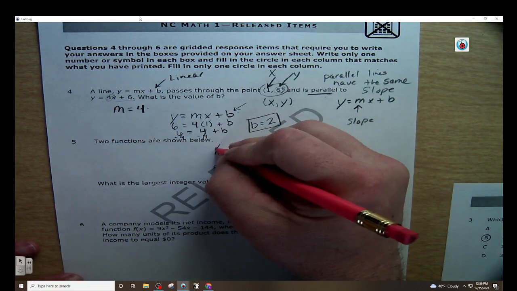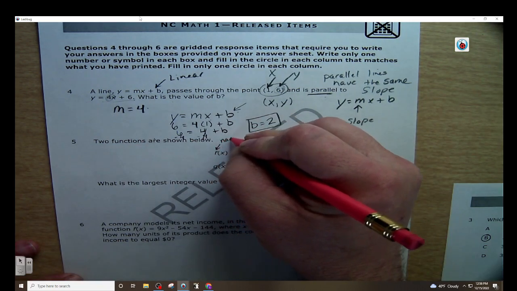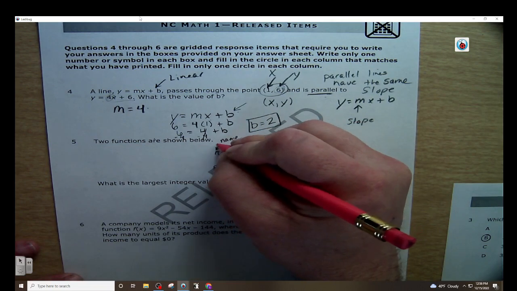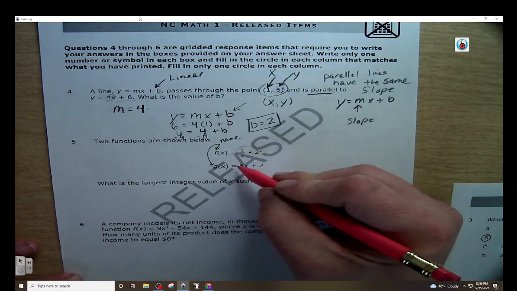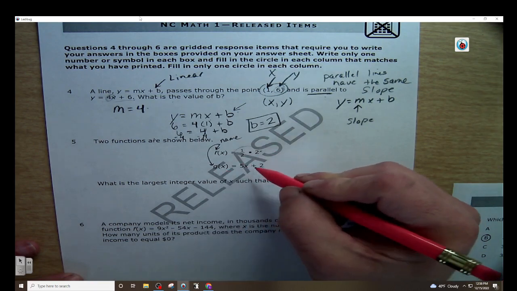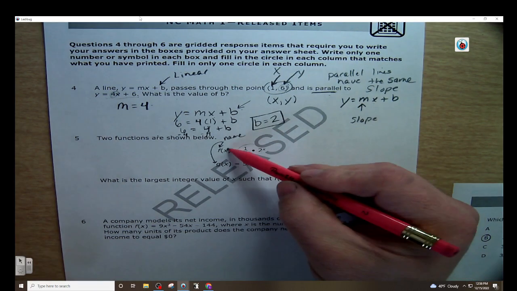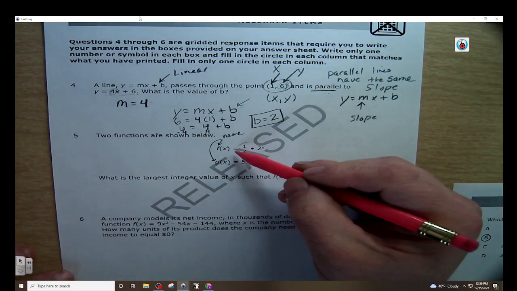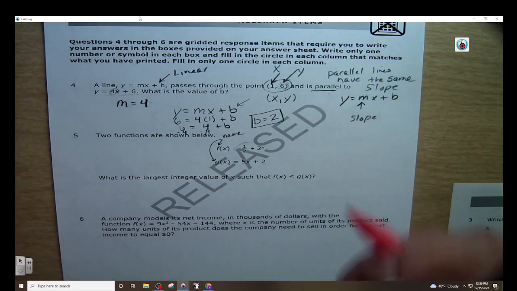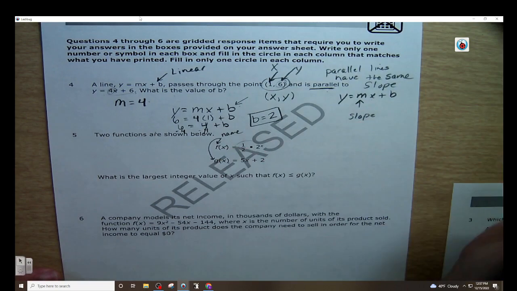Guys, remember, f and g is the name. F is the name of this function. G is the name of this function. It's just a name. It's the same thing as y equals. But when you have more than one function, if you put y equals on both functions, you'd ask, well, which one's which? So they started naming them with letters.